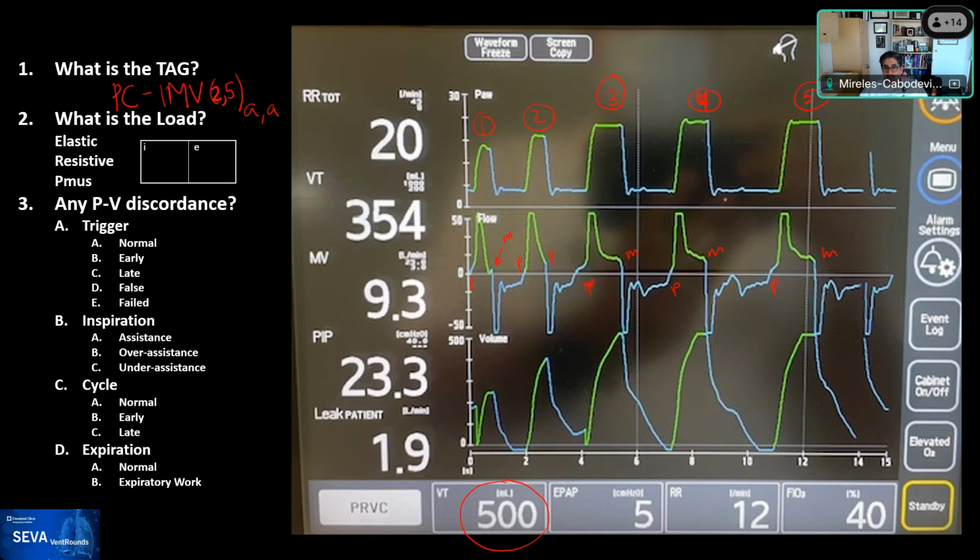So let's move on. Now that you have seen that, in this case, what do you think is the load on this patient? And Annika, you would not be able to differentiate this from volume support if the patient was triggering all the breaths. You would not be able to see that unless you have all these breath sequences. So what is the load?